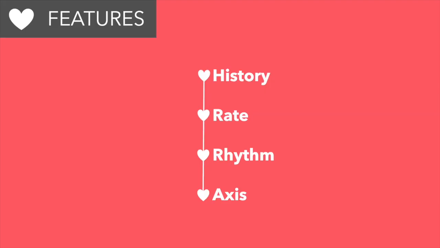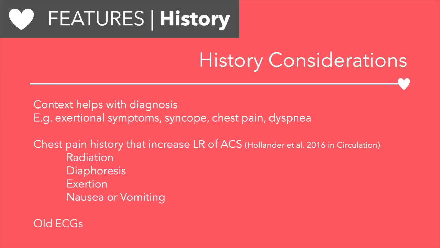Let's cover what we mean by features. History, rate, rhythm, and axis is what I mean by ECG features to note. Just as the history is a huge part in diagnosing a chief complaint, the history associated with an ECG is a very important part as it provides a context that will help you with interpreting the ECG. For example, symptoms such as exertional symptoms, syncope, chest pain, or dyspnea illustrate a clinical picture and will help you make sense of the ECG you're looking at.